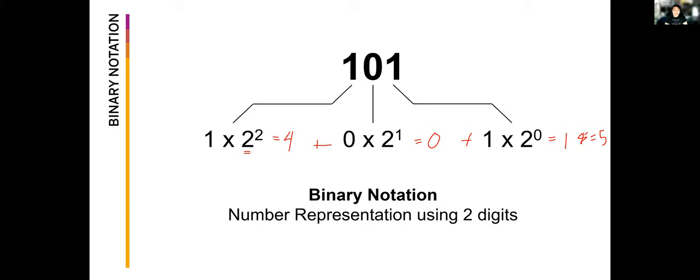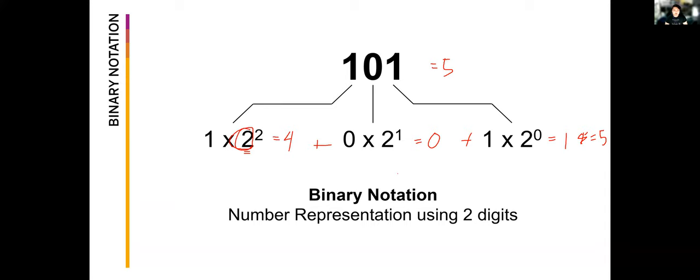So we replace the 10 with a 2, but we do the same arithmetic. Okay, so 1 times 4 equals 4, 0 times 2 equals 0, and 1 times 1 equals 1. Then we add them, that's the equivalent number for 101, which is 5. Okay, now using that logic, that means we can simply change the base, this one, and have a different representation or different number system at all.